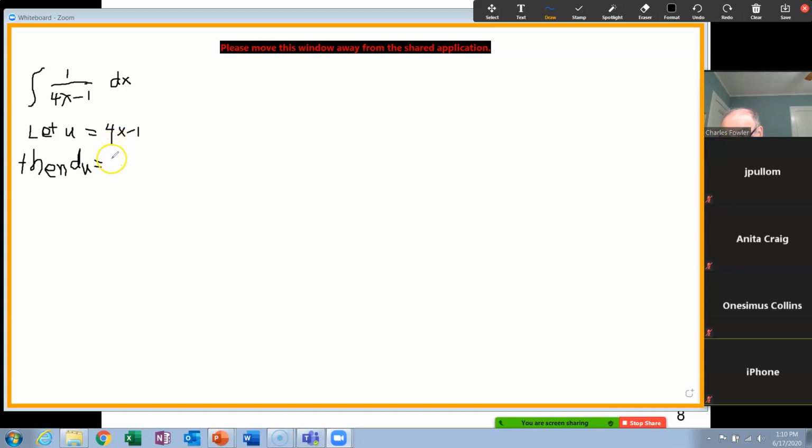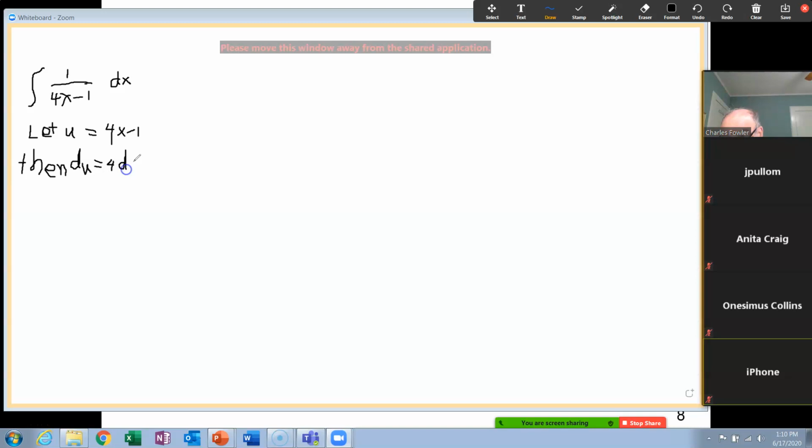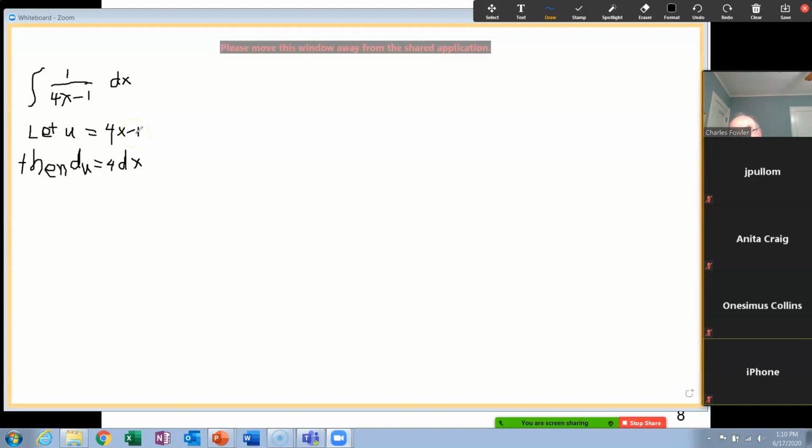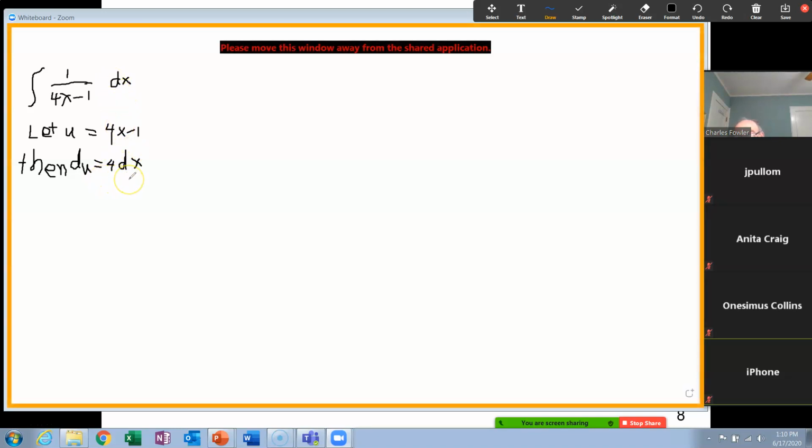Derivative of 4x is 4 times, and you're writing in differential form, dx. Because derivative of minus 1 is 0. All right, now, what does that suggest to you? Up here you have a dx, you don't have a 4dx. So to make it just a plain dx, you have to divide away your 4.